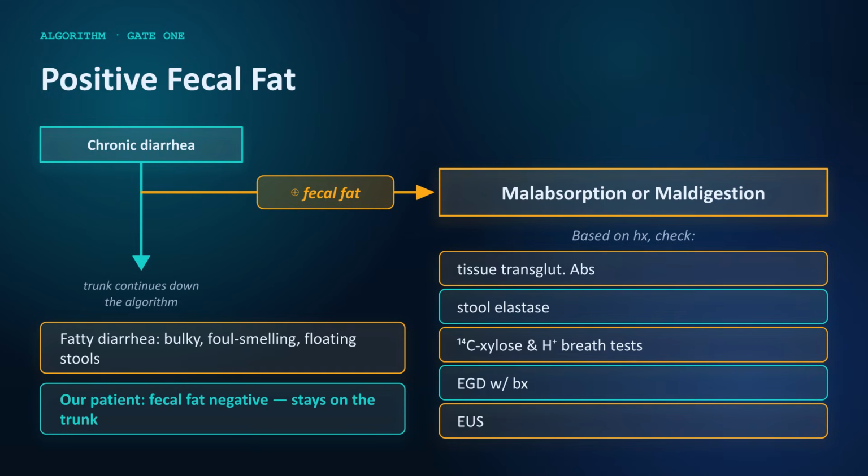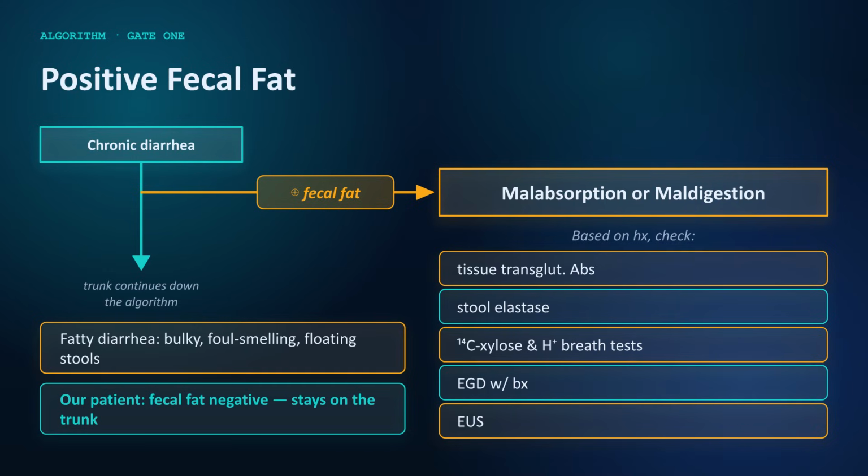Check tissue transglutaminase antibodies for celiac disease. Check stool elastase for pancreatic insufficiency. Use carbon-14 xylose and hydrogen breath testing for bacterial overgrowth. And go to upper endoscopy with biopsy, or endoscopic ultrasound, when you need tissue or pancreatic imaging.